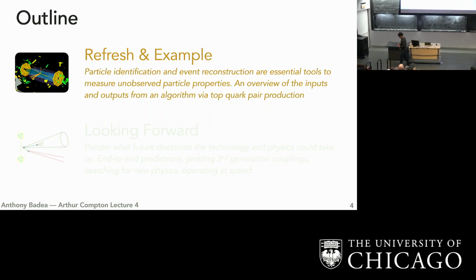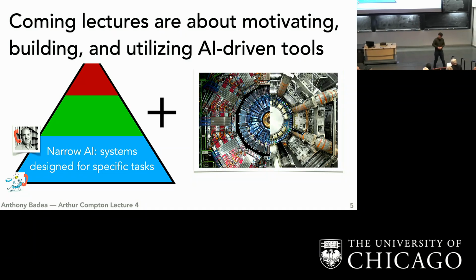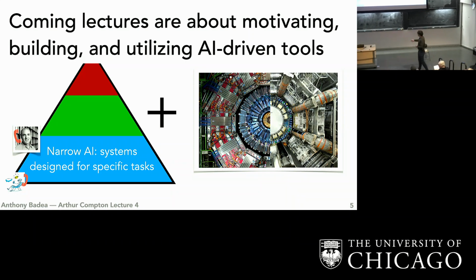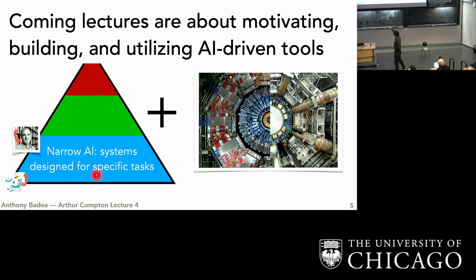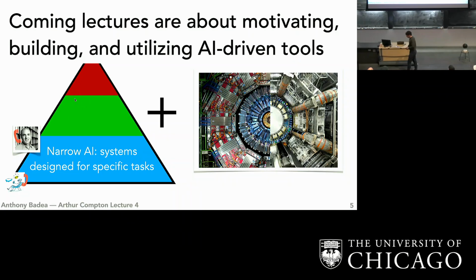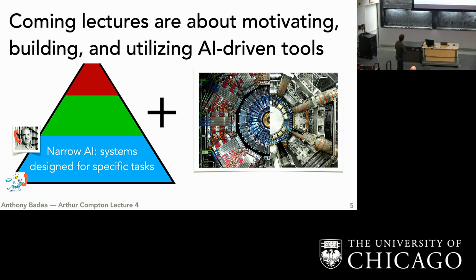So we're going to start off just like before, where we do a refresher generally of what we talked about last time, and then we're going to go over an example where, for this example, we're going to talk about top quarks and B quarks primarily. So to say it one more time, the coming lectures are going to be about motivating, building, and utilizing AI-driven tools. And so this is the kind of pyramid that we made last time, where at the bottom of these AI systems, we have narrow AI, where we're targeting specific tasks. And then as you go one level up, you get generative AI, or you get generalized AI, where you can do all sorts of human-level problems, and then super intelligent AI, where you can do really next-level types of decision-making.